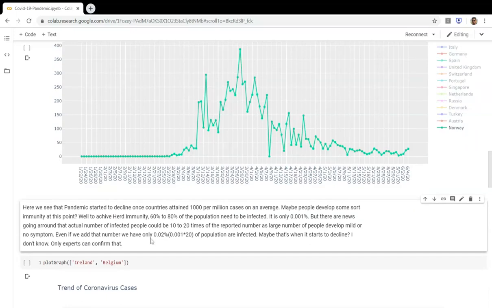Even if we apply this 10 to 20 times to our 0.001, we have 0.02% of the people infected. Maybe that's when it started to decline. I don't know. Only experts can confirm that.